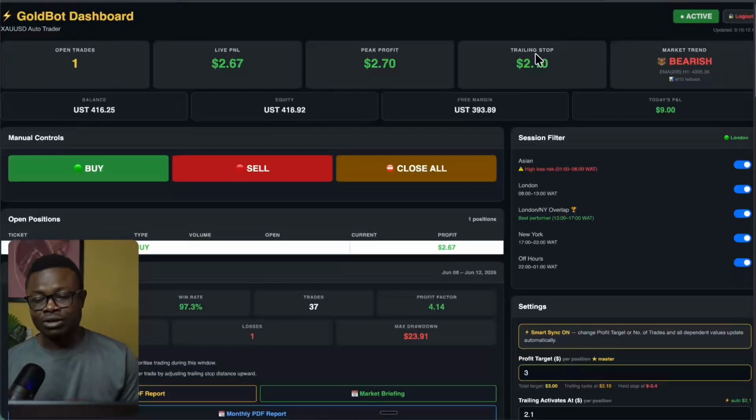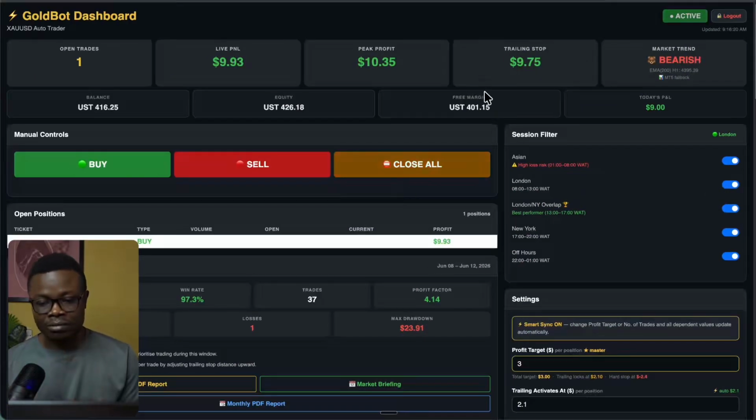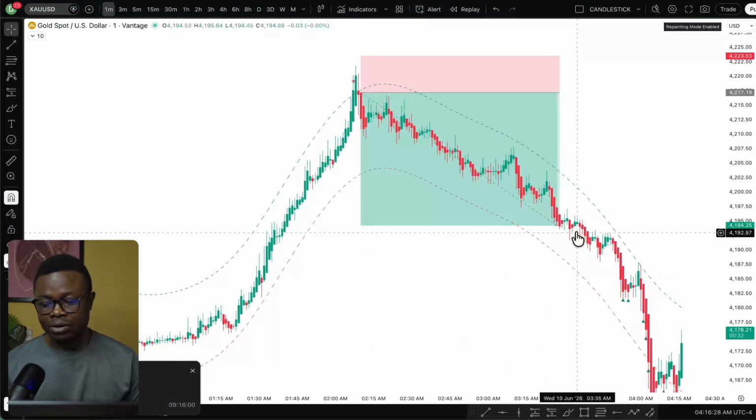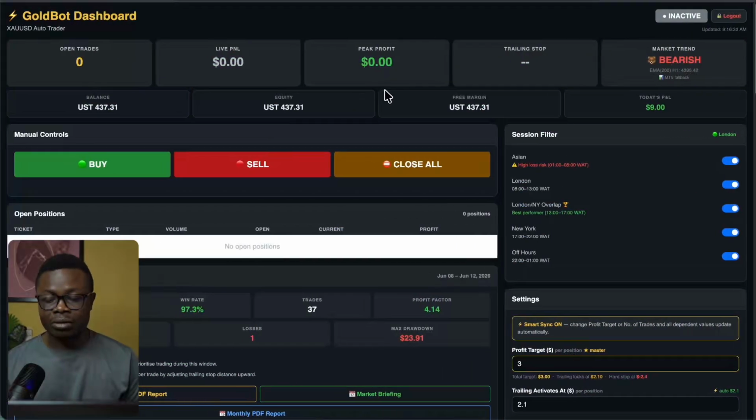So the trailing stop right here has been activated. As you can see, trailing stop $4, $5, $6, $7. So this bot, if the market starts coming back down, you can see it's increasing. If the market starts coming back down, this will automatically close. Once it starts coming down, you will see that it has already closed the trade.